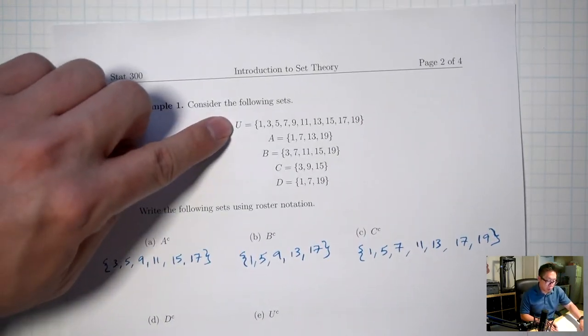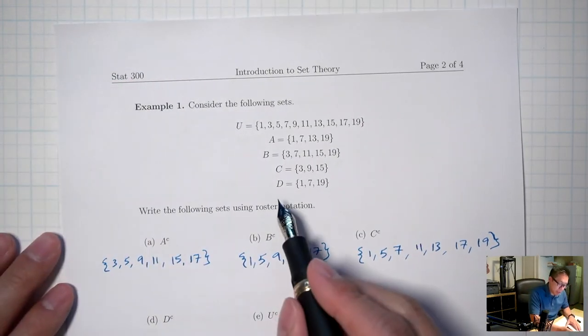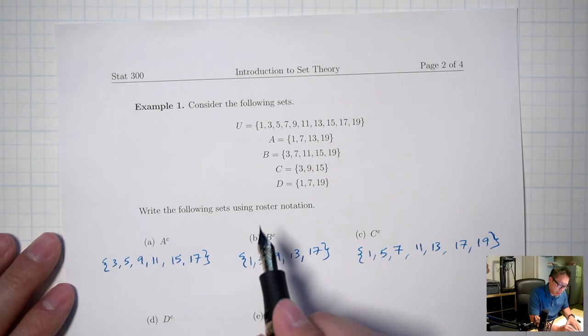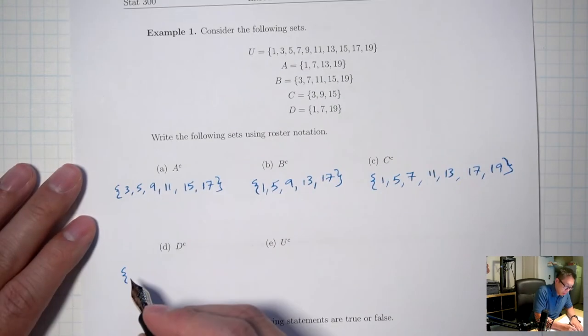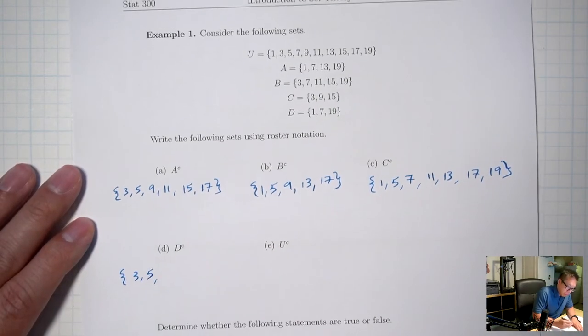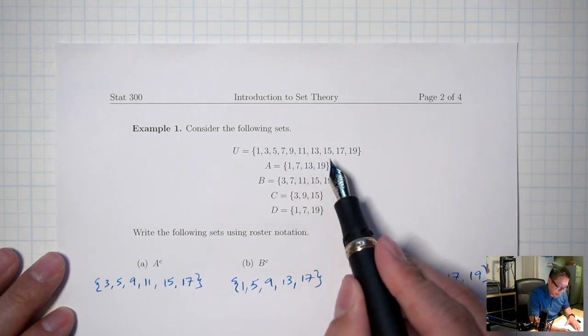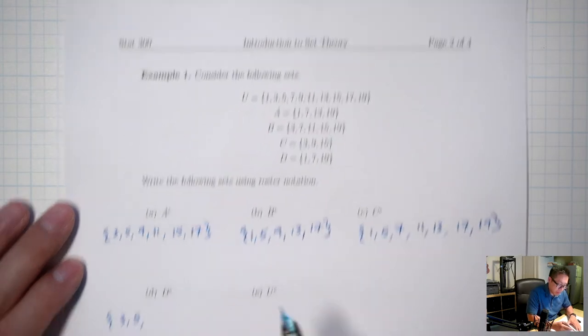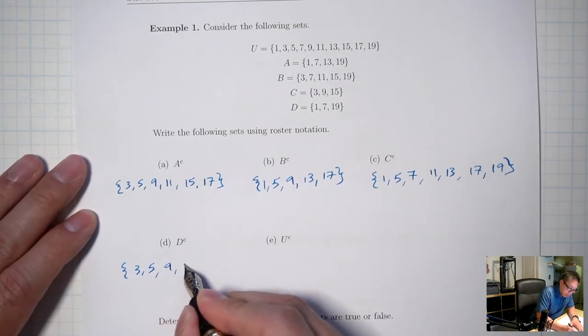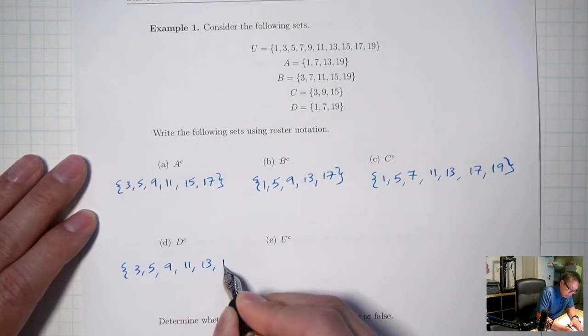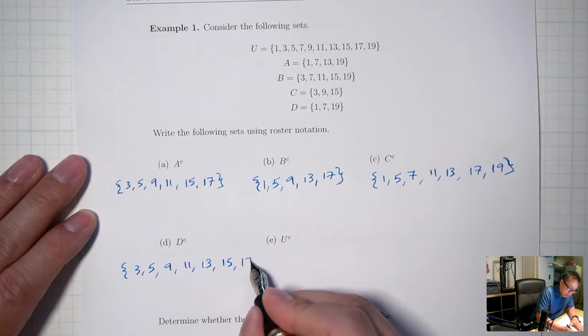Next up is D complement. Go through your universal set and just list out all the numbers that are not in D. So what's not in D? Looks like it's 3 and 5. What else? 9, 11, 13, 15, and 17.